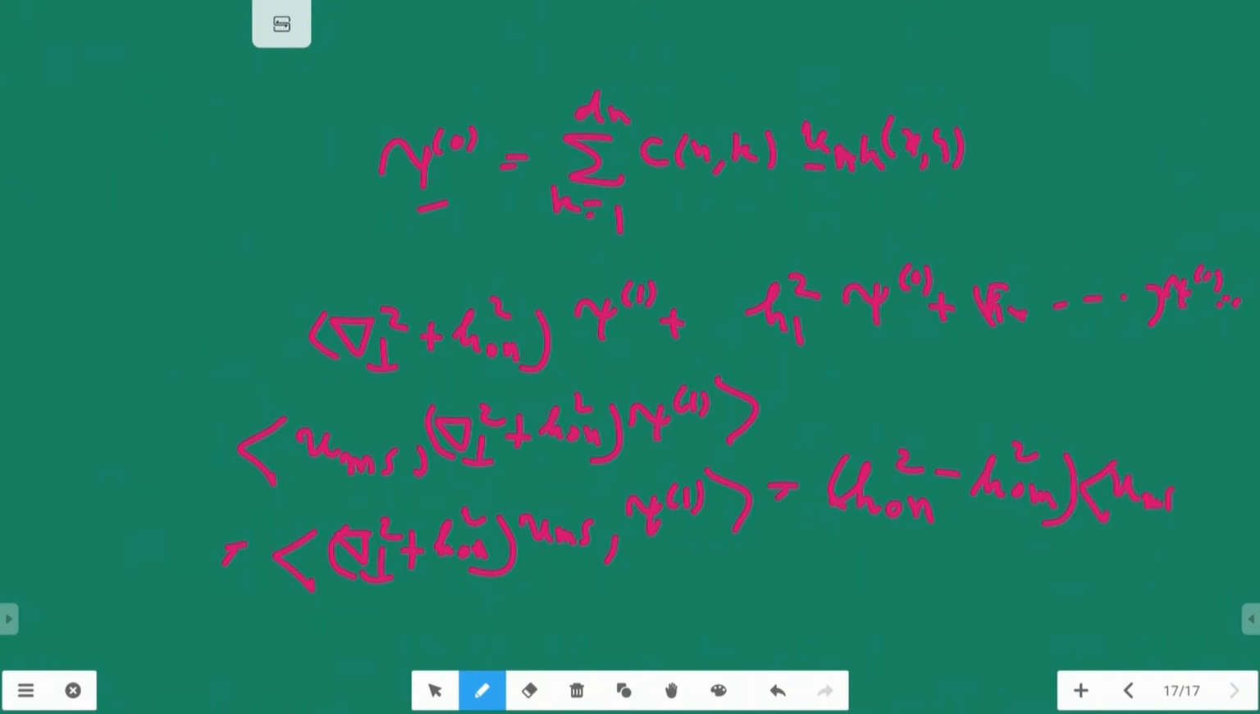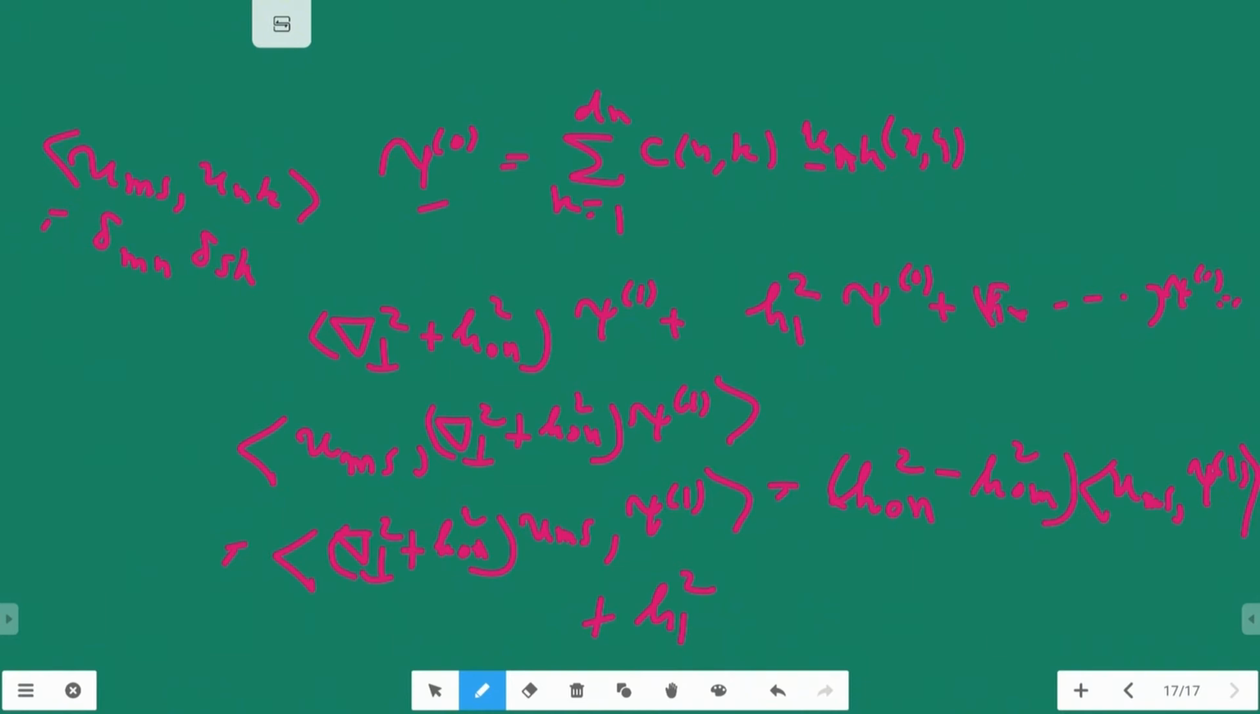So you get ums comma psi 1, and the second term will give you h1 square into psi 0, where you substitute this expression for psi 0 and take the inner product with ums. So if you use the fact that ums comma unk equals delta mn delta sk, because when m and n are different, these two eigenfunctions correspond to different modal eigenvalues h0n square and h0m square.